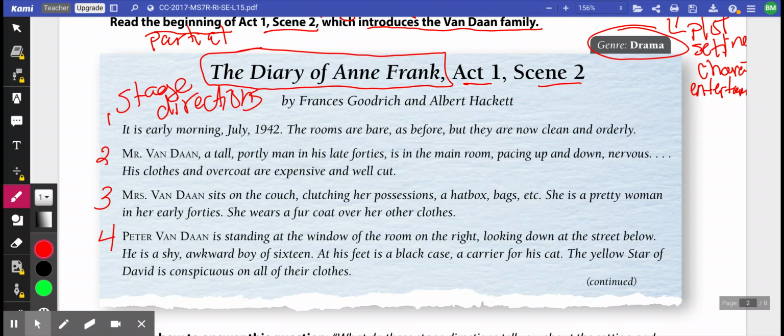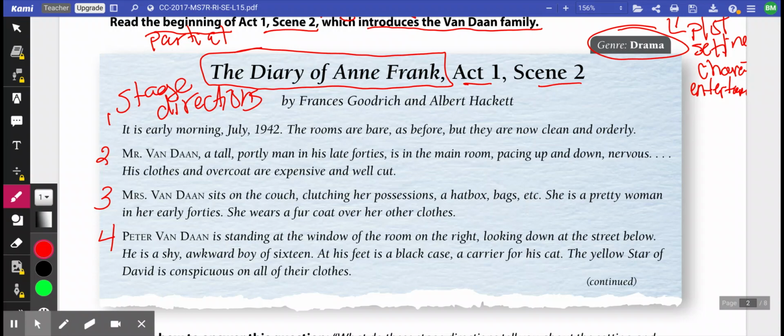The Diary of Anne Frank, Act 1, Scene 2 by Frances Goodrich and Albert Hackett. It's early morning, July 1942. The rooms are bare, as before, but they are now clean and orderly. Mr. Van Daan is a tall, portly man in his late 40s, is in the main room, pacing up and down, nervous. His clothes and overcoat are expensive and well cut. Mrs. Van Daan sits on the couch, clutching her possessions, a hat box, bags, etc. She is a pretty woman in her early 40s.